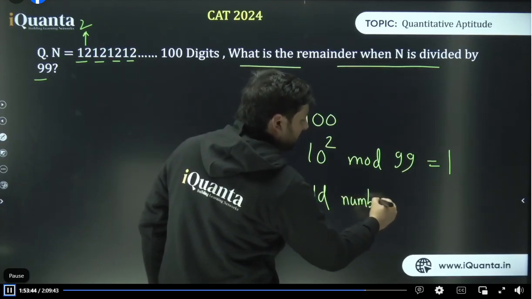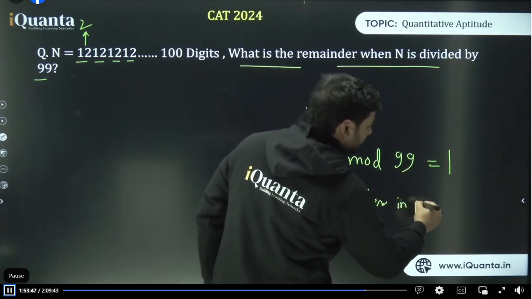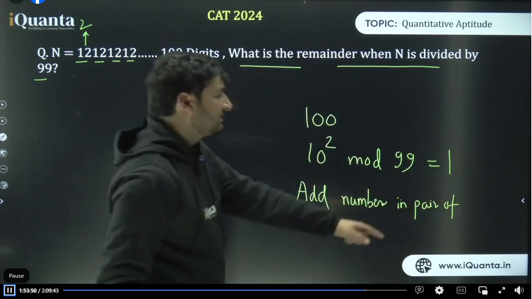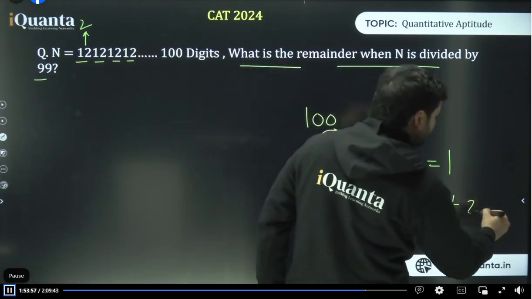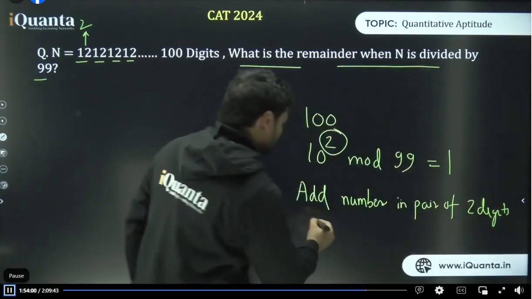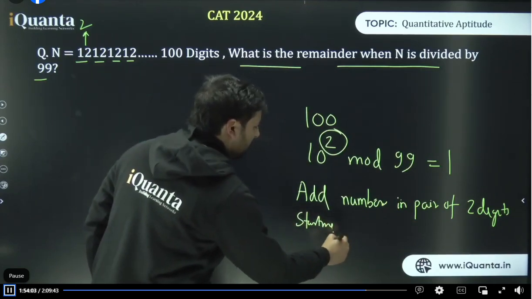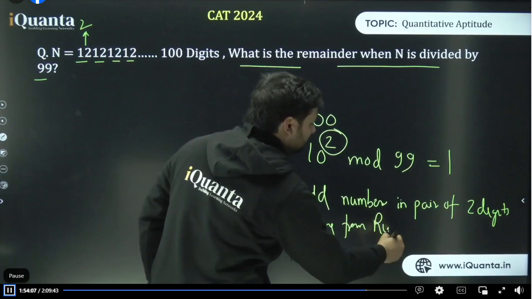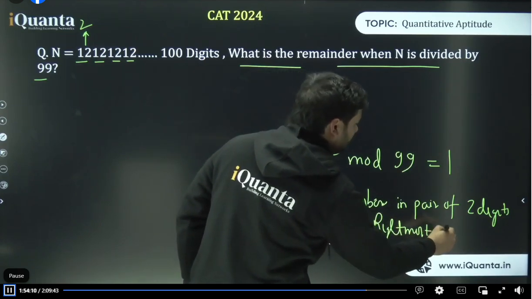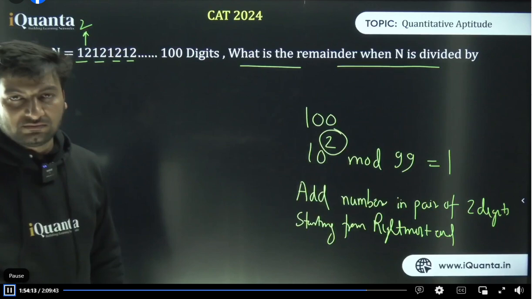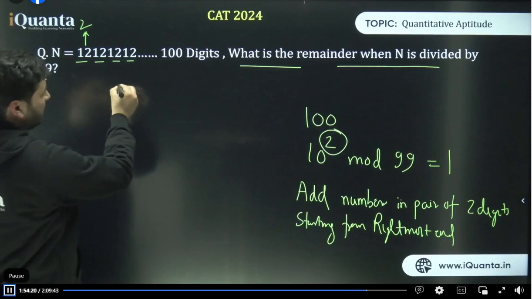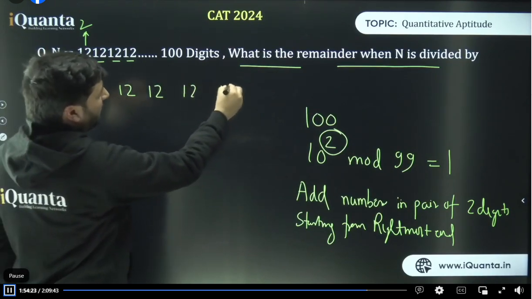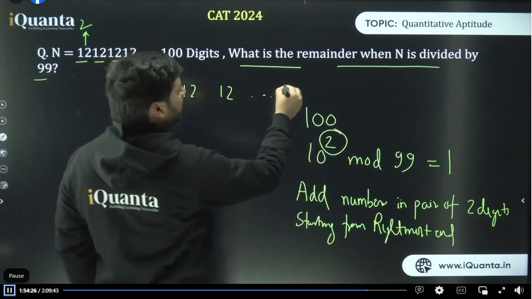numbers in pairs of how many digits? 10 square. Power of 10 is 2, so you will take pairs of 2 digits, starting from the rightmost end until all digits are consumed. Okay? Now, this number is 1 2 1 2 1 2 1 2 1 2 up till 100 digits. So definitely I'll have 1 2 1 2 1 2, and because every group is having 2 digits, I'll have 50 such groups.